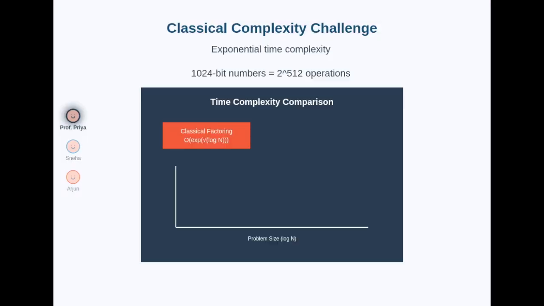That's the key insight, Sneha. For small numbers, yes. But for cryptographic numbers with 1024 bits, you'd need about 2 to the power of 512 operations. That would take longer than the age of the universe.